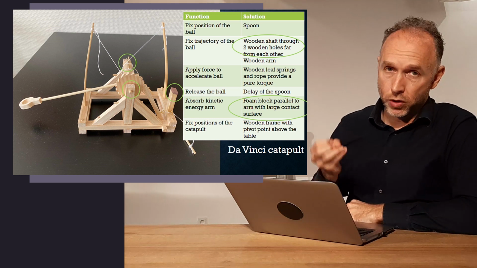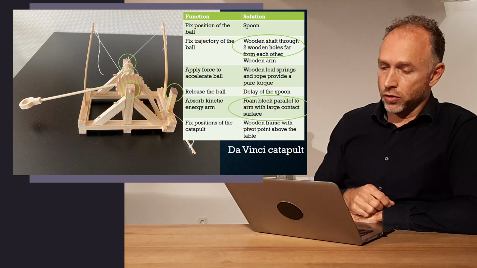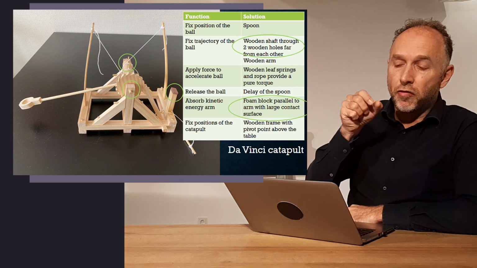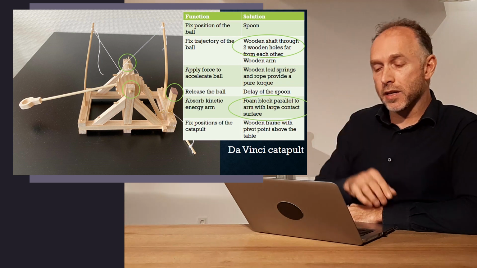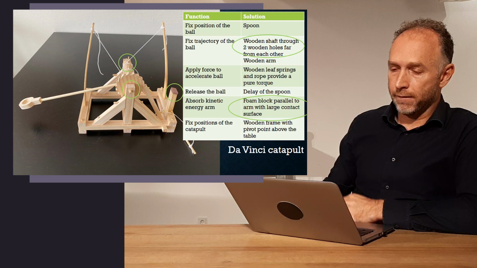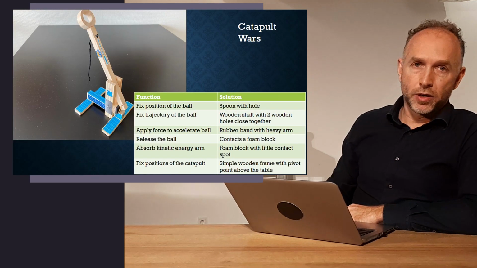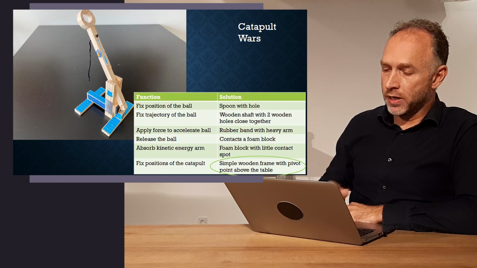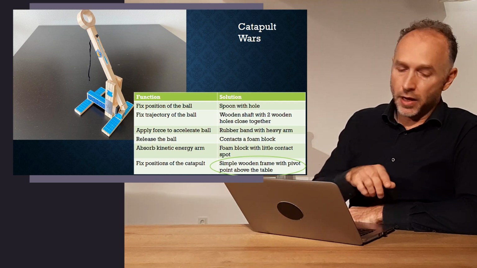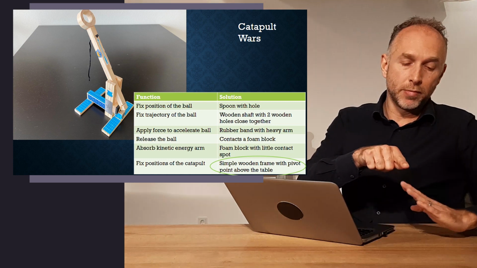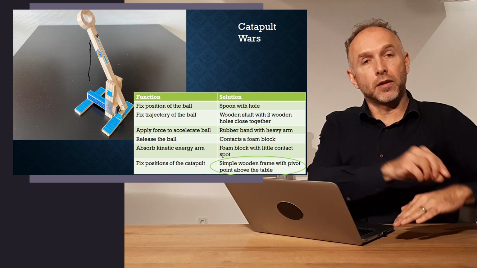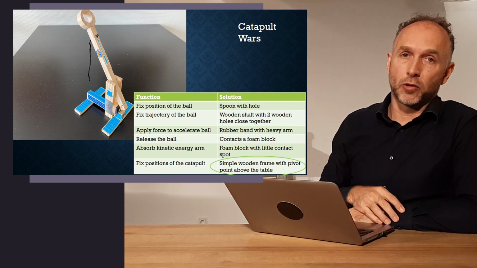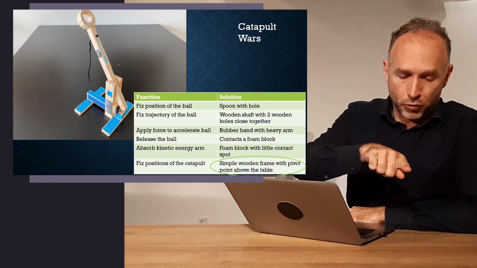Another strong point, which we also want to draw your attention to, is that the arm is decelerated on a foam block, which has the same angle as the position of the arm. Then we have here another example. It's from a game called Catapult Wars. And the strong point here is a very simple wooden frame, and with a pivot point also above the table, which means that we can make nice steep curves, which is not possible with the very first catapult that I demonstrated to you, where the pivot point is very low on the table.